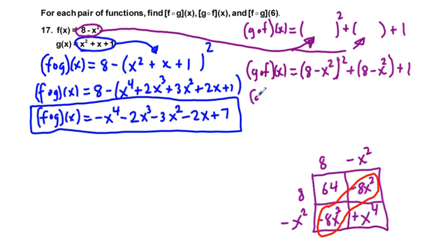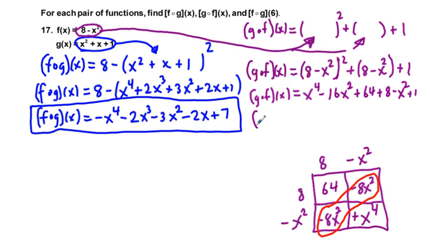g of f of x is equal to this. I'm going to put x to the fourth, and we have minus 8x squared minus 8x squared, so this would be minus 16x squared, and then we're going to have plus 64, and bringing what we have on top, we're going to have plus 8 minus x squared, and finally plus 1.